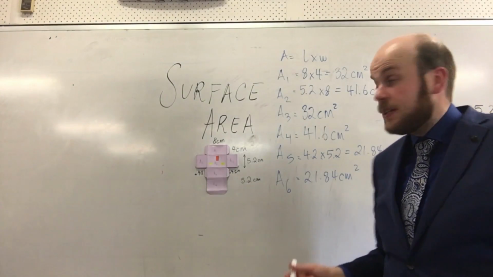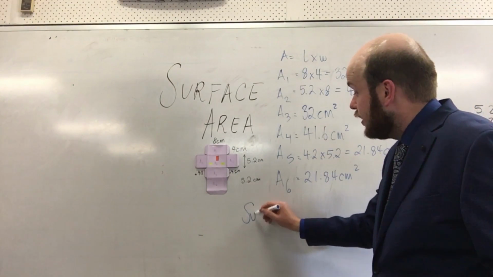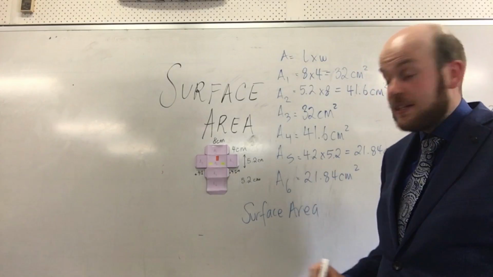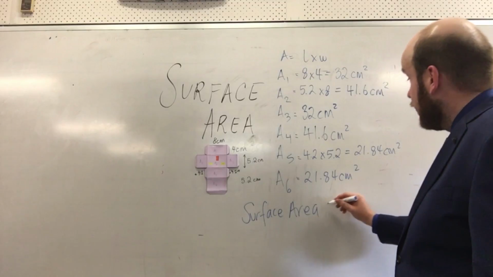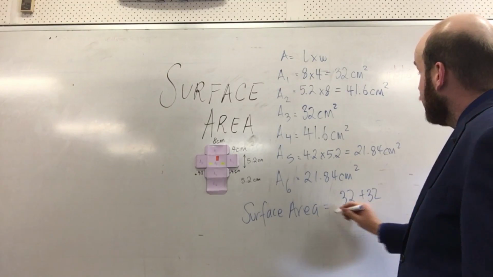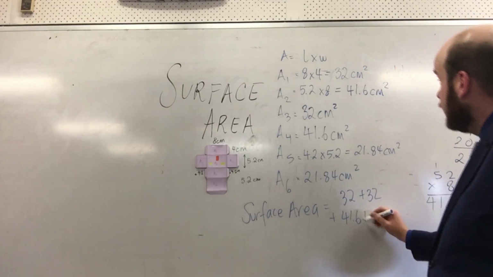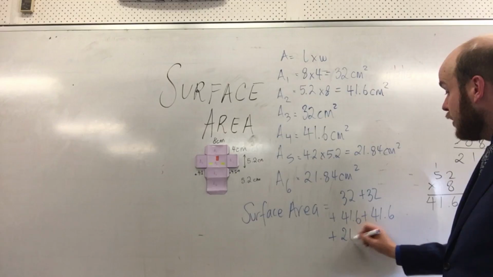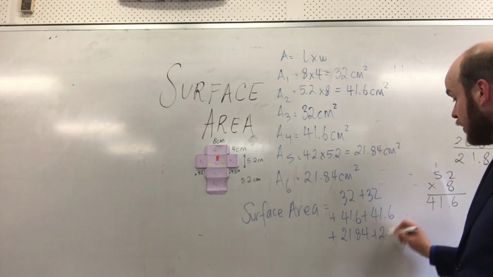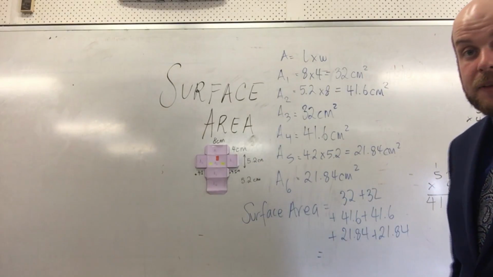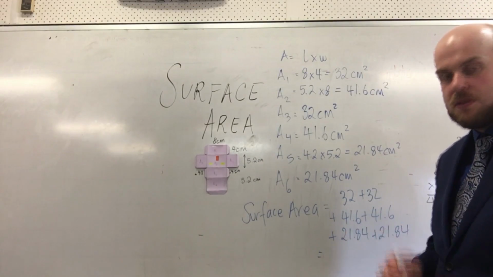So, to find the surface area, we just add all of these together. So this will be 32 plus 32 plus 41.6 plus 41.6 plus 21.84 plus 21.84, and there you get your final answer. I'm going to leave that one for you to try and work out.